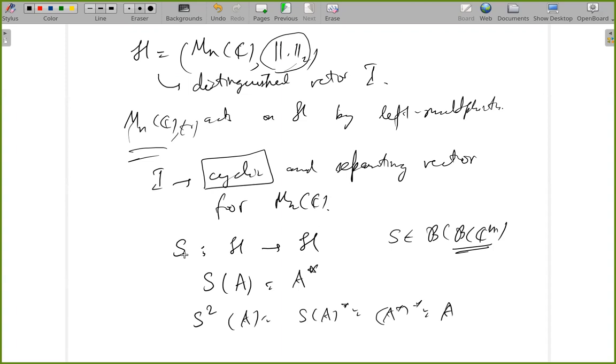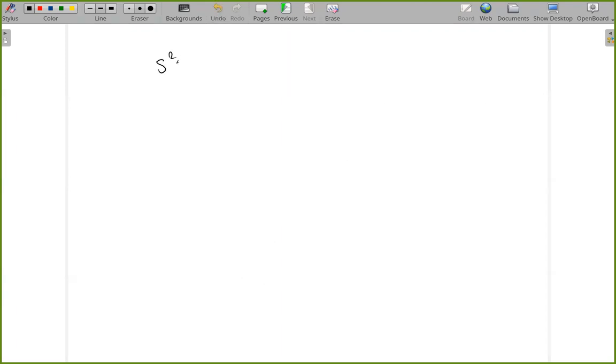This is MNC, this is MNC. You have a map from MNC to MNC, which is SA equals A star. So what we have is S squared is identity. So identity of B of H, which is B of Cn. So you have S squared is identity. It's a very distinguished sort of operator. So why do we care about this?